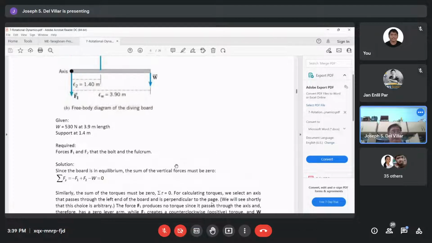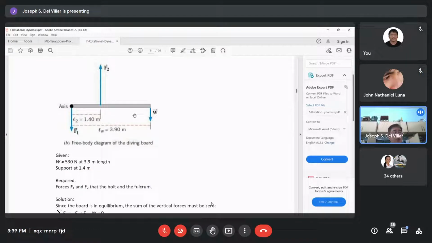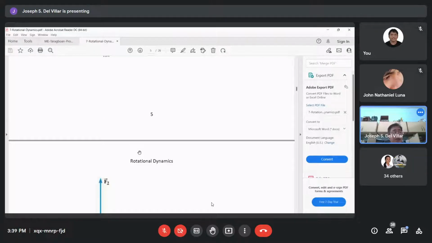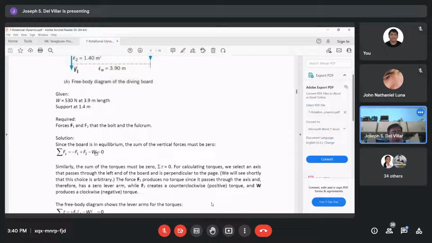Okay? Did anybody, what about the others? Kuha nyo ba yun? Okay. Yes. So having found that F1, F2 can now be solved by using summation of vertical forces. I-substitute na ninyo rito yung F1 so that negative F1 plus F2 minus 530 is equal to 0. With this equation, only F2 is unknown, so you can solve for F2. Okay? I-transpose nyo yung weight.